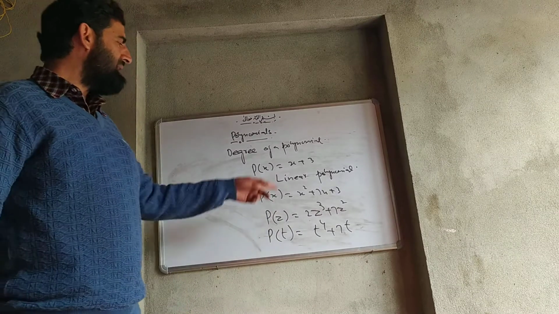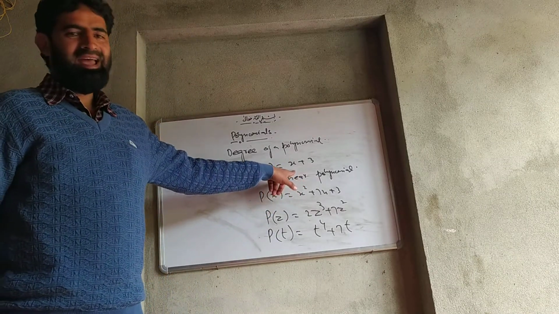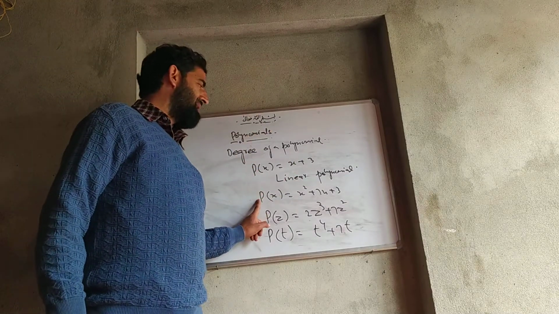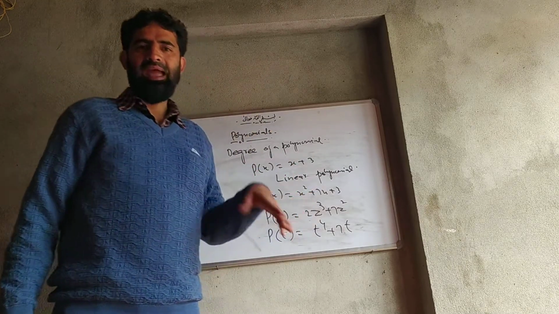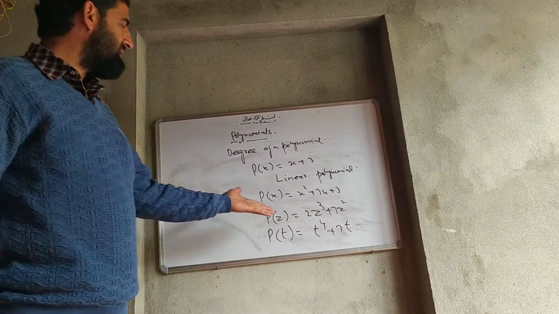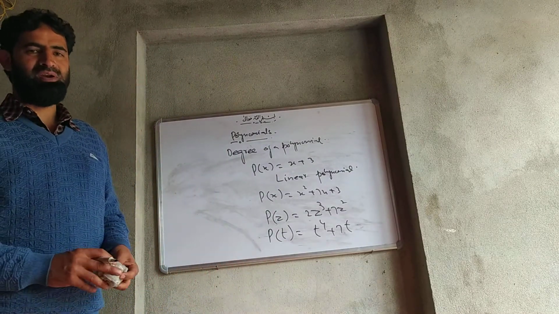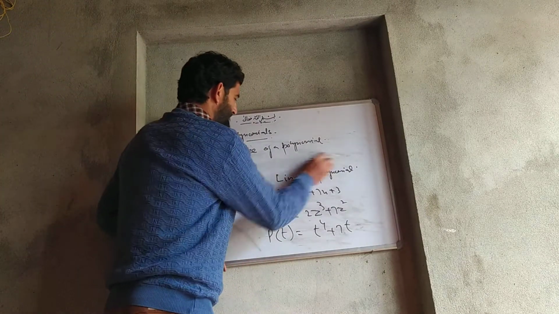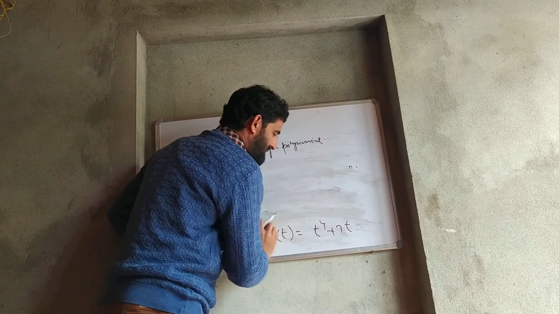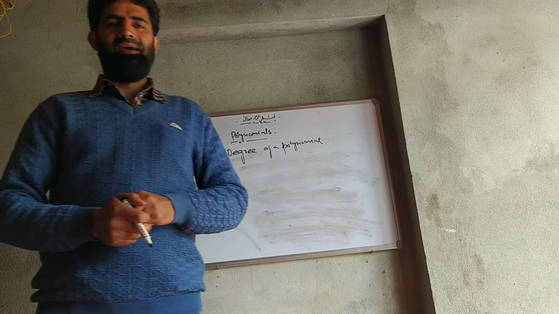So, a linear polynomial is a polynomial whose degree is 1, a quadratic polynomial is one whose degree is 2, a cubic polynomial is one whose degree is 3, and a biquadratic is one whose degree is 4. So, these are the types of the polynomial. Then, the zeros of the polynomial.